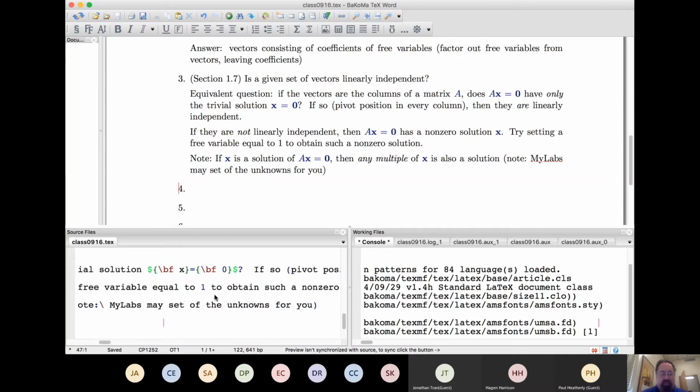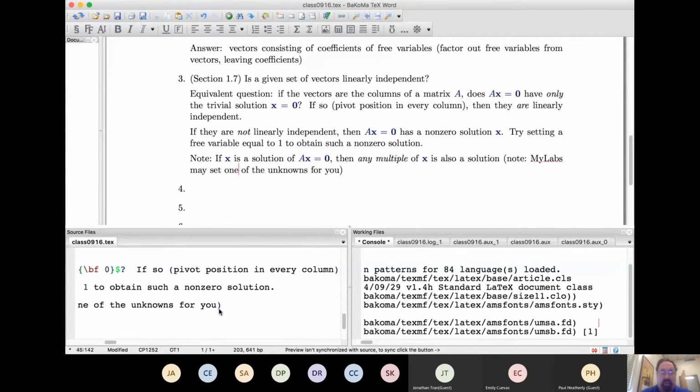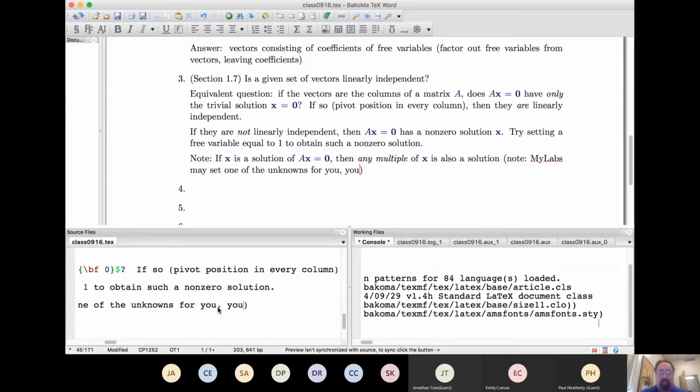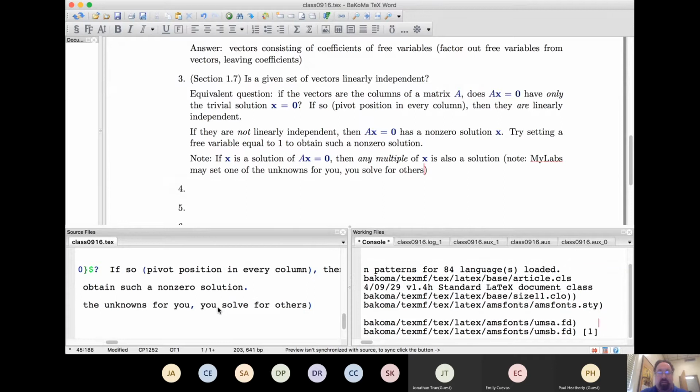Actually, in that case they set one of the unknowns for you, and you would use that to solve for the other unknowns in terms of that.